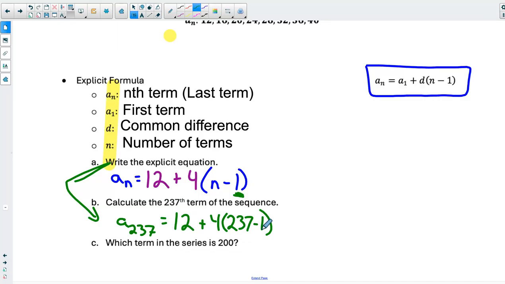236. Okay, when you type this in your calculator, what I would recommend typing in, and you don't have to write this next portion down, is just type in 12 plus 4, and then put a parenthesis and put 236. Done. Or you can just put times, it does the same thing.